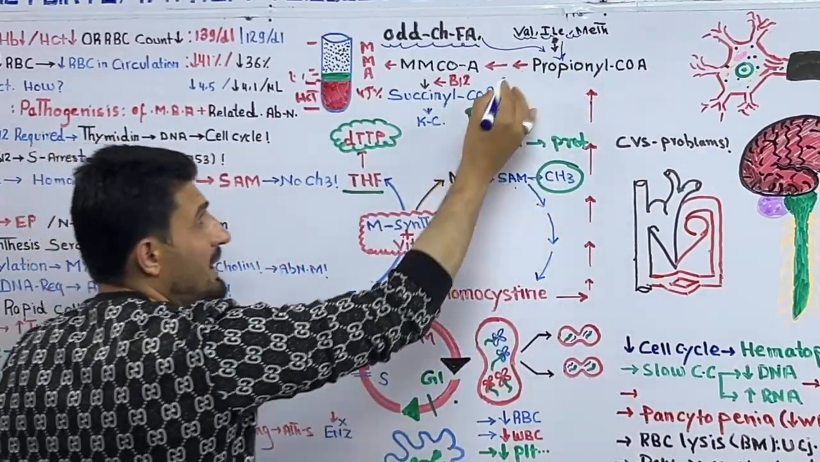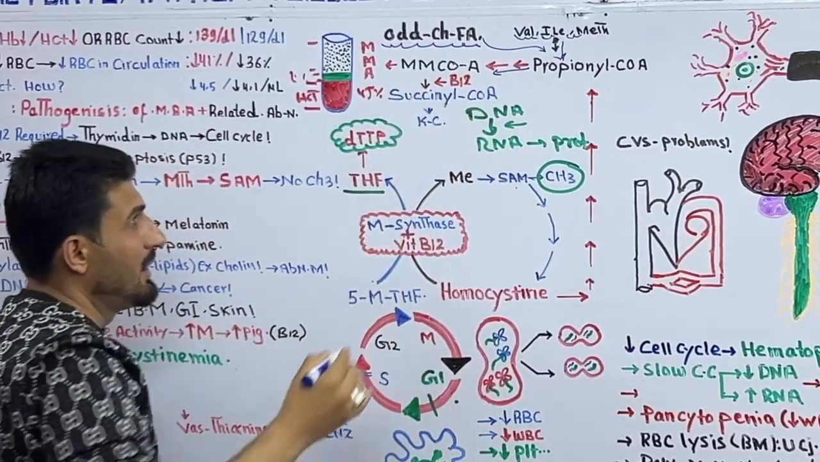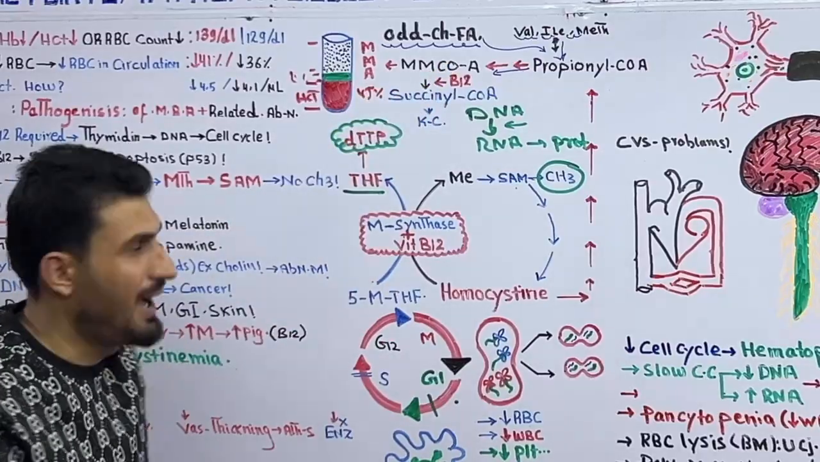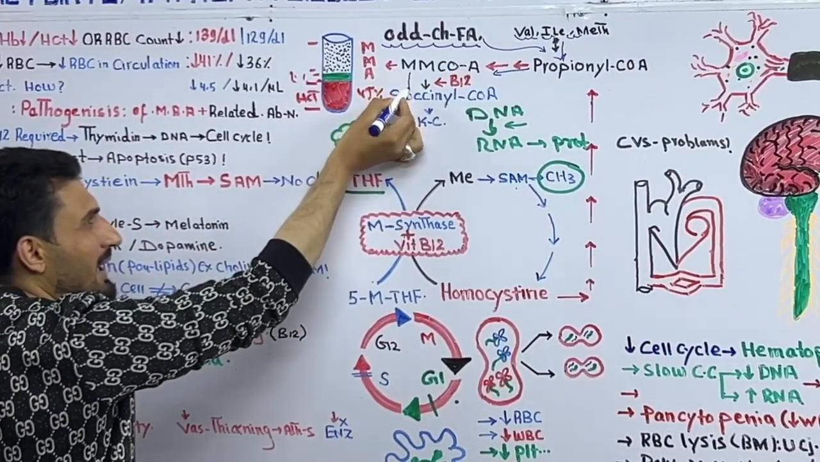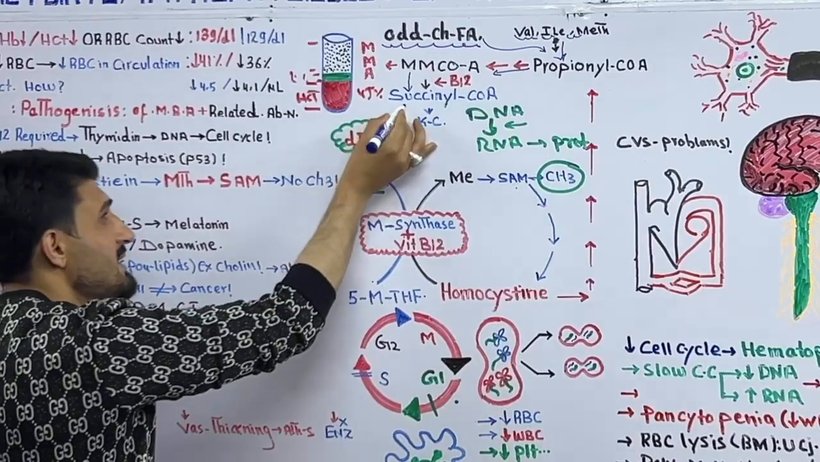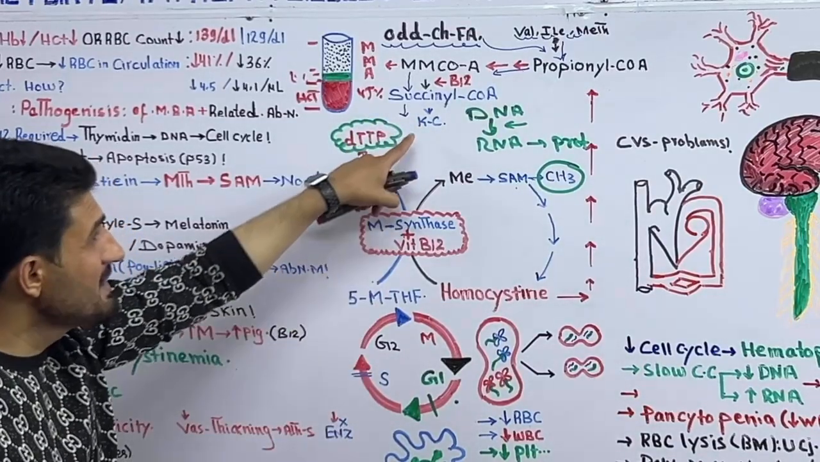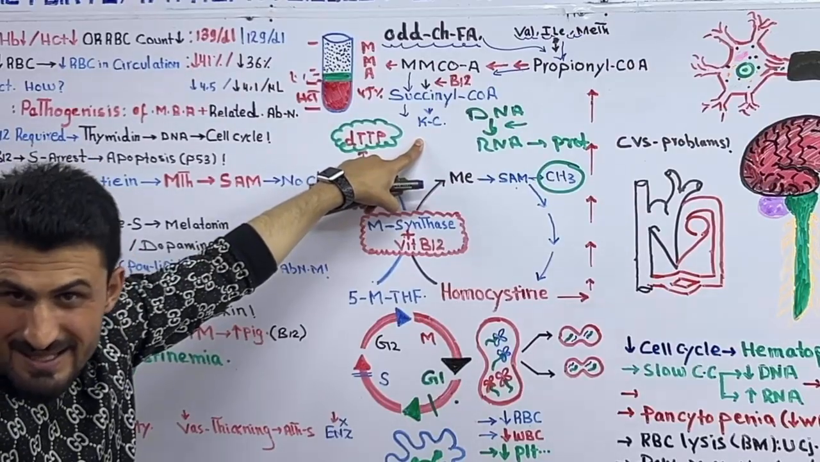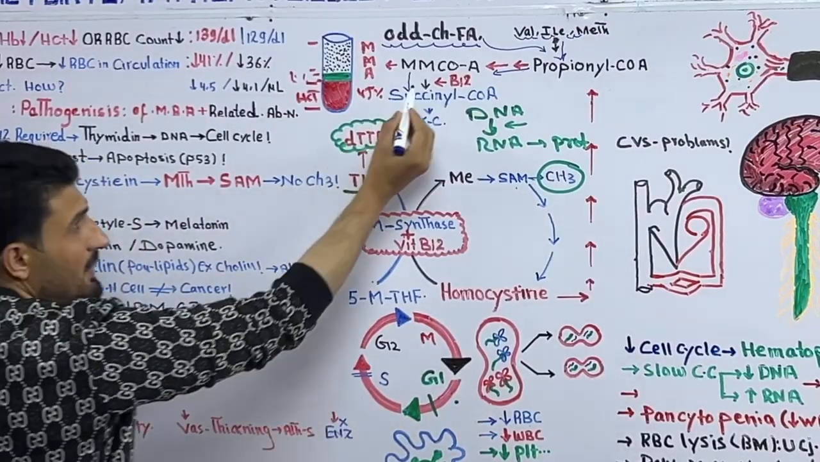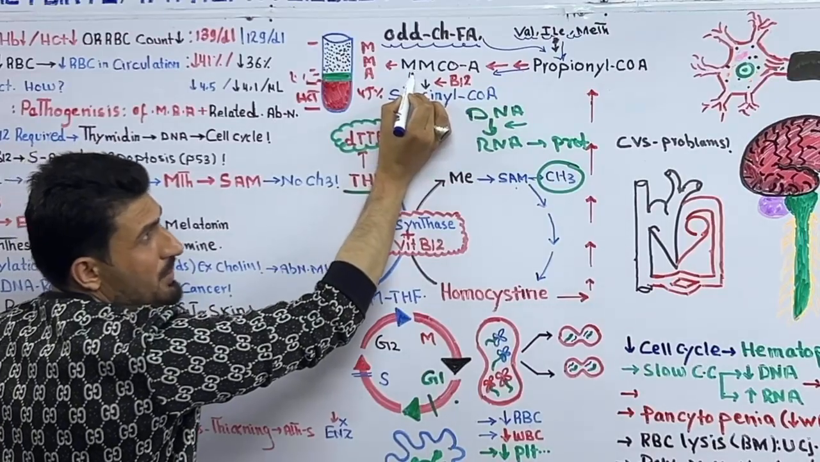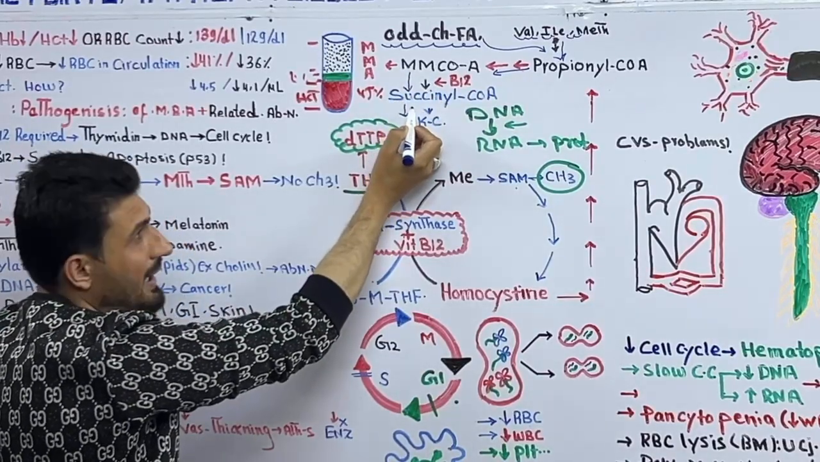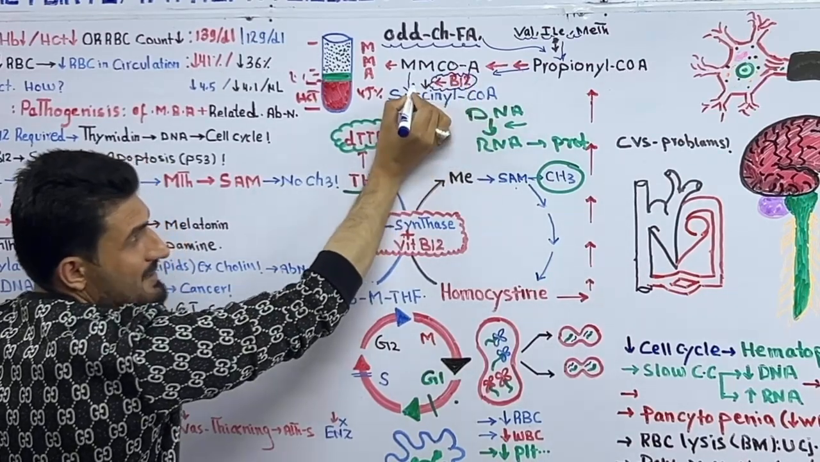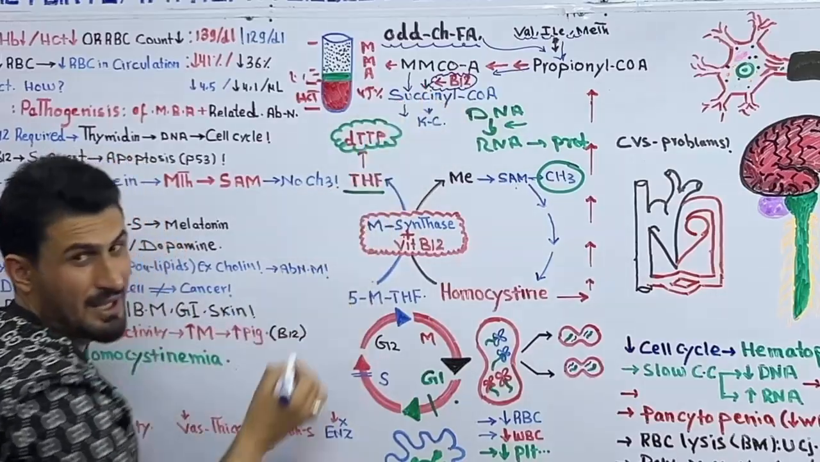Now we need to change propionyl CoA after many steps to methylmalonyl CoA, and we change methylmalonyl CoA to succinyl CoA, and we need succinyl CoA in the Krebs cycle, and the Krebs cycle is very important for ATP synthesis. Now this step is very important. When we want to change methylmalonyl CoA to succinyl CoA, here we need vitamin B12 for the enzyme called methylmalonyl CoA mutase.